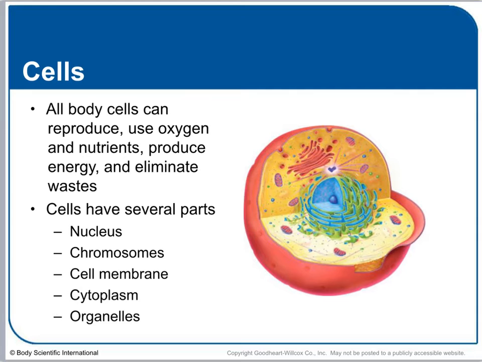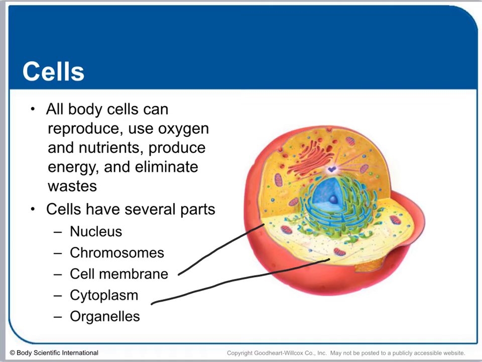So first of all, we should review the difference between an animal cell and a plant cell. Obviously, we're going to focus on animal cells. You can see animal cells are more round, plant cells are more square, because plant cells have a cell wall, unlike animal cells, which only have a cell membrane. So here is my cell membrane. That's the outermost layer. The cytoplasm is the jelly-like substance that holds the organelles in place.